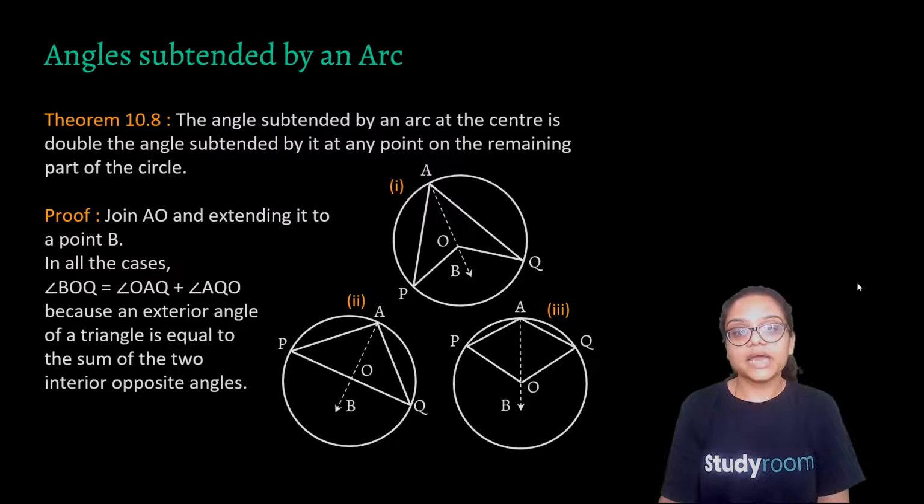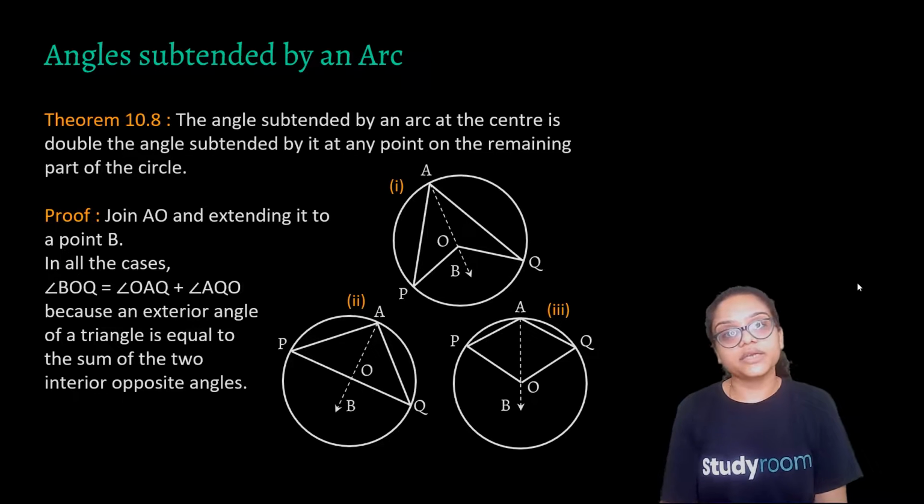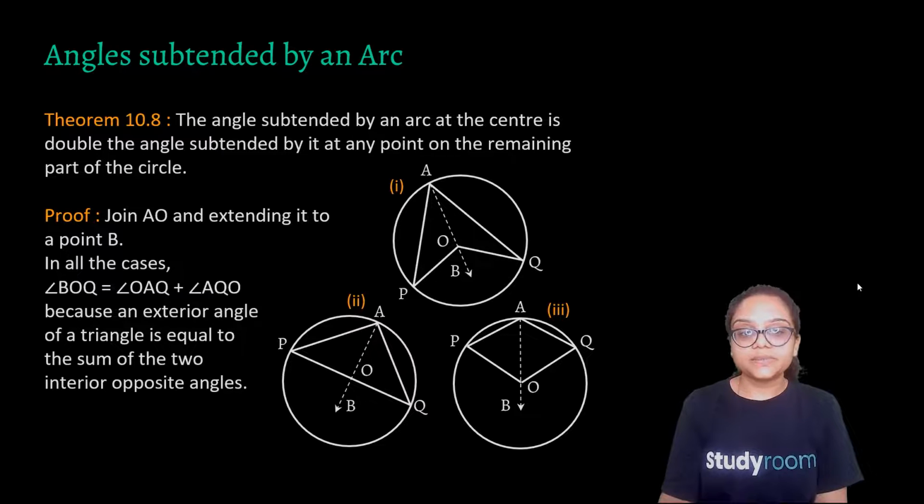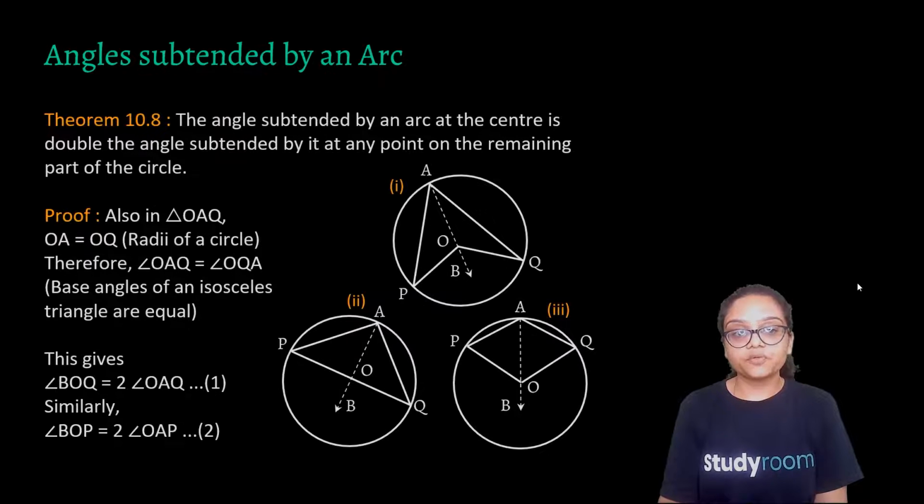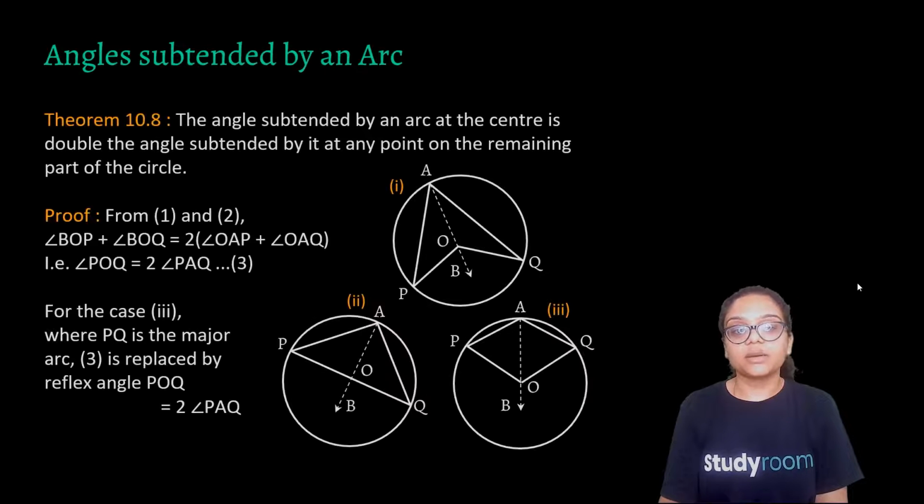Angle BOQ will be equal to angle OAQ plus angle AQO, because the exterior angle is equal to the sum of the interior opposite angles. Similarly, OA is equal to OQ since they are radii of the circle, hence both angles are equal and so they are half. The other side can be proved similarly, and when we combine the two conditions, we prove that the angle subtended by an arc at the center is double the angle subtended by the arc at the remaining part of the circle. So this is a theorem used.